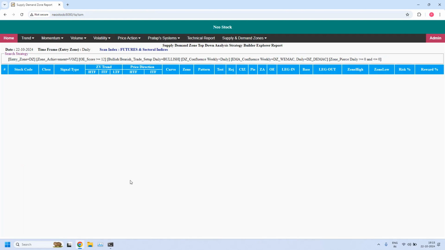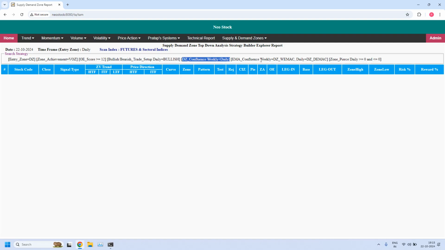So let's verify. None of these stocks are having weekly EMA confluence. So did I set properly? Let me verify. Entry zone is a demand zone. Zone achievement violated. Odd enhancer score greater than 12. And bullish or bearish trade setup, and at daily we have selected bullish. And demand zone confluence is weekly and daily. That means a daily demand zone confluence with weekly. That means the daily zone is part of the weekly demand zone.